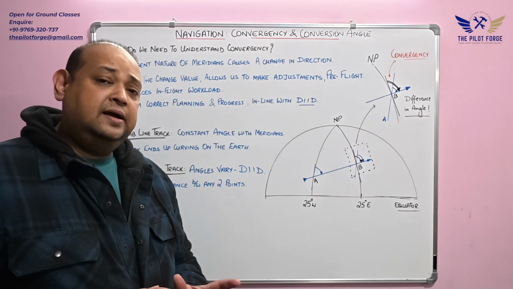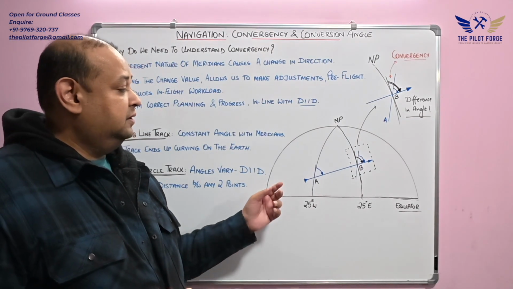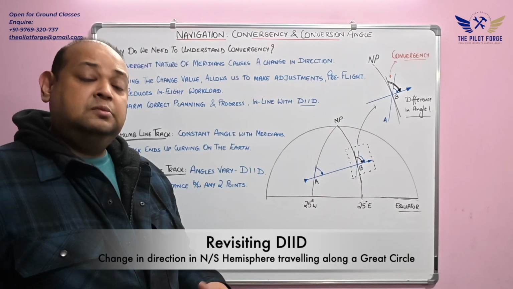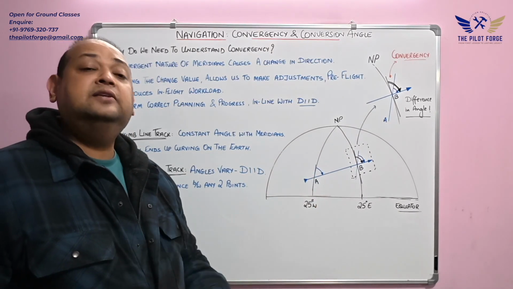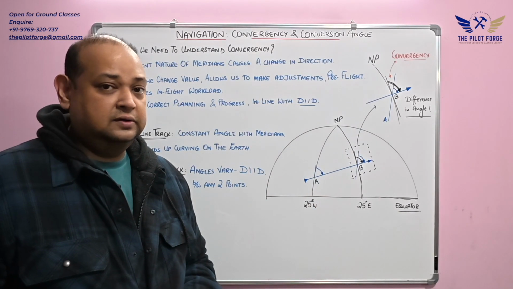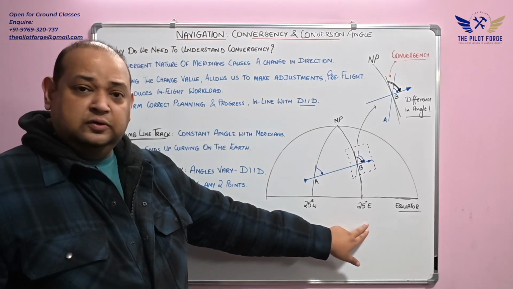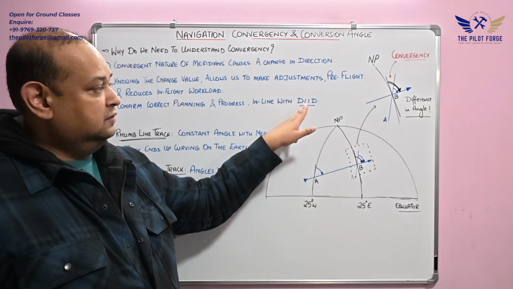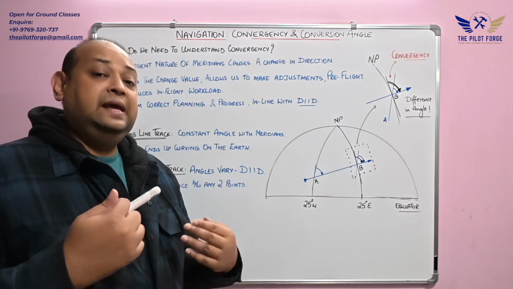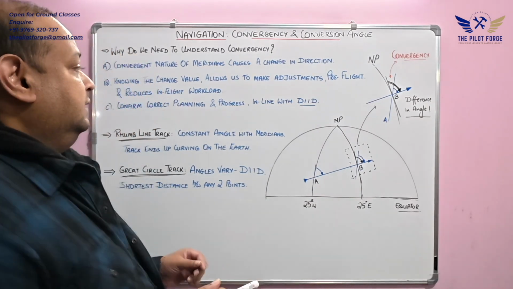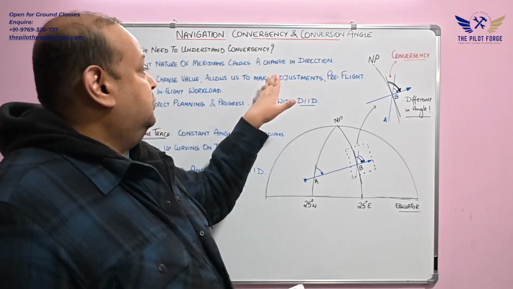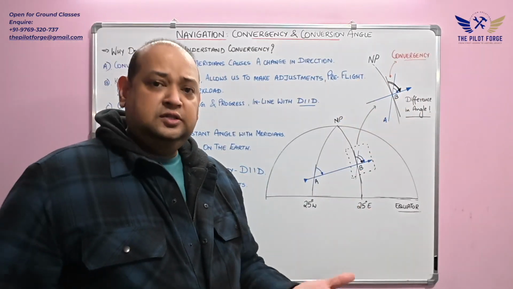Do you remember DIID? We learned it in the second chapter and it tells us about the change in direction when we are heading east or west in the northern or southern hemispheres. In this case, we will be heading from 25 degrees west to 25 degrees east in the northern hemisphere. The compass numbers will increase. Now, we spoke about a change in direction. How does this change in direction occur?